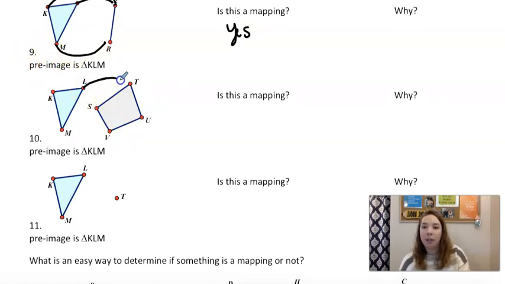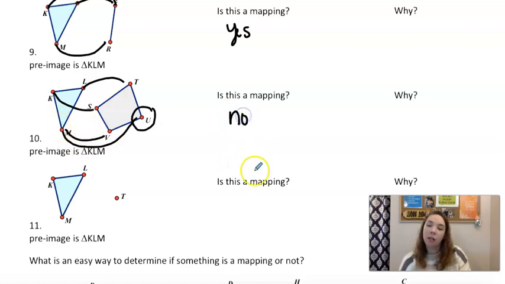All right, number 9. I can put L to T, I can put M to V, and I could do K to S. But I have this extra point here, and that's not allowed because that means I'd be using another point twice to get it there. So this is not a mapping because you would have to reuse one of your image points, or your pre-image points, excuse me.